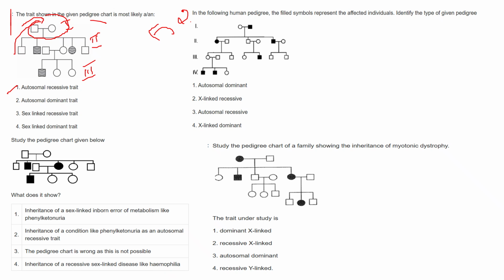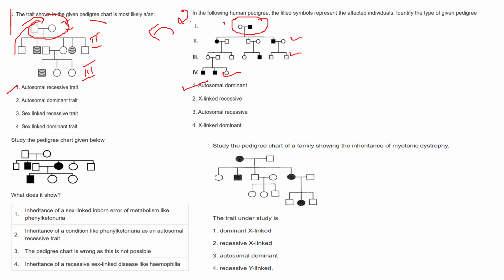But here, if you observe this parental generation, in the first generation the parents have been affected. And the second hint: you will see the defective gene in every generation. Right? They have not skipped any generation. You're going to observe the defective gene in every generation. So that means this particular pedigree chart represents autosomal dominant.